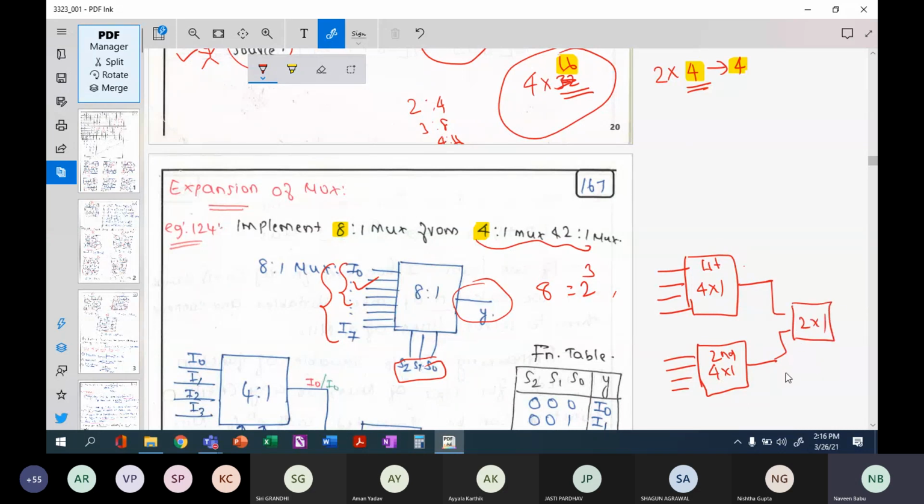A 2x1 multiplexer. And how do I decide this 2x1 multiplexer? I need two 4x1 multiplexers. So this will be the input to the next stage, hence a 2x1 multiplexer.